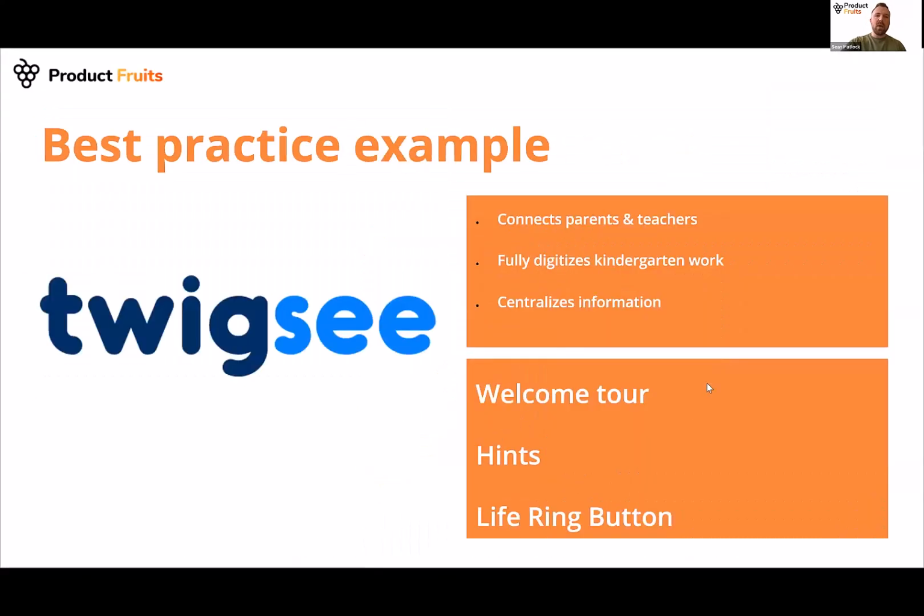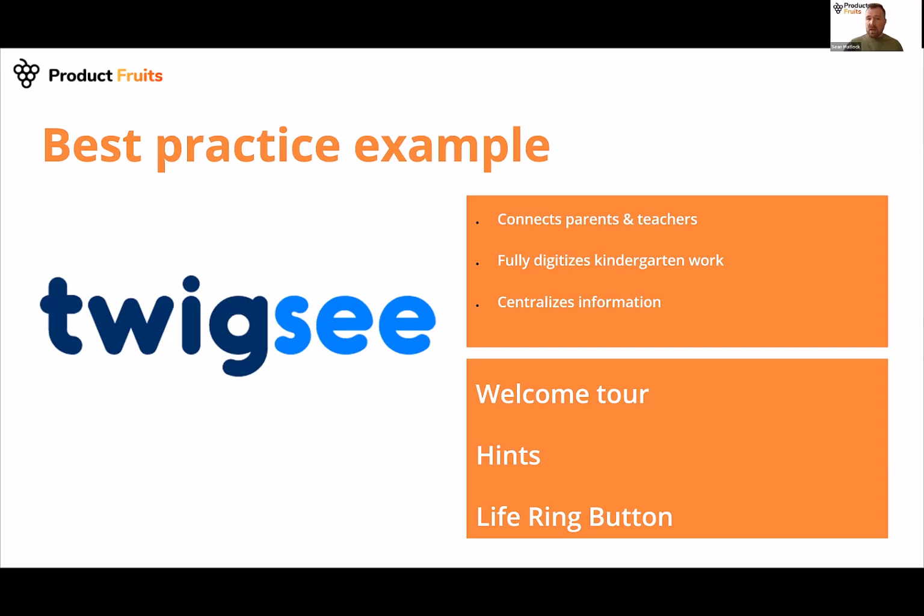We'll go back over to our slide. This will be the last one we're looking at before we switch. Twigsee, like I said before, is the company that we're working with today. They connect parents and teachers. They digitize the schoolwork that we mentioned before, so kindergartens and nurseries, and they centralize all that information in one spot. So no more paperwork, no more filing cabinets, no more having physical things in the world that can be lost or manipulated. We're doing everything digitally.